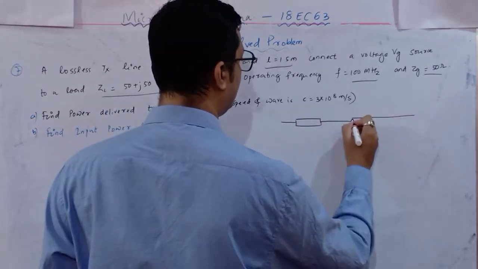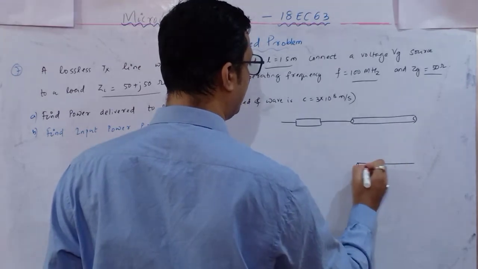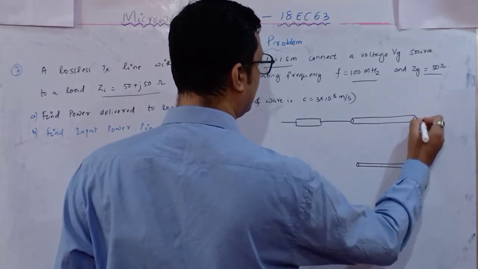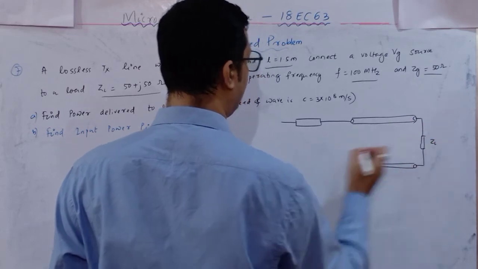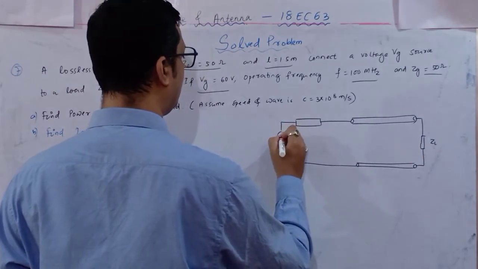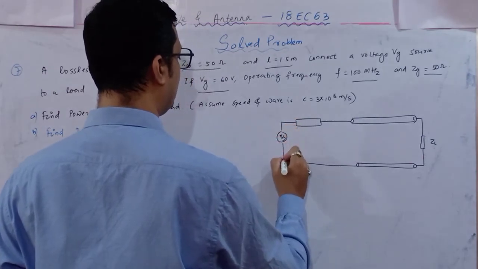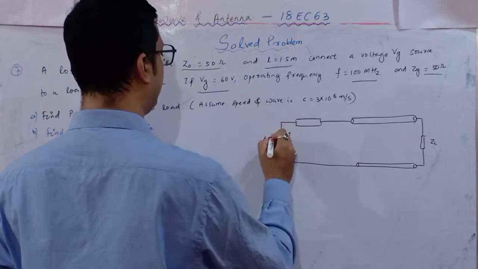This is our transmission line. Two-wire transmission line, two conductors are there. This is the load, ZL. This is the Vg, which is 60 volts given.